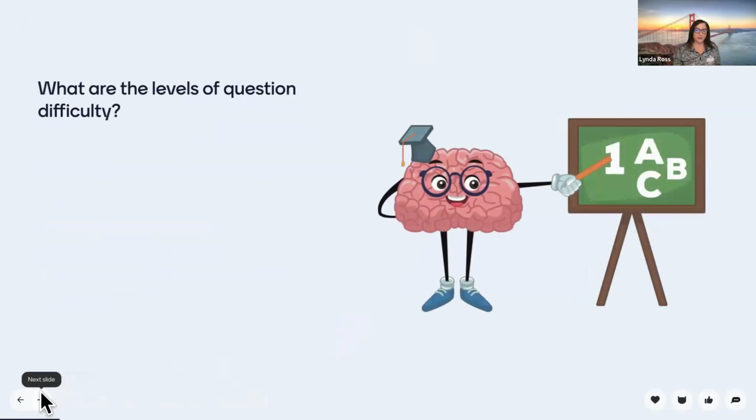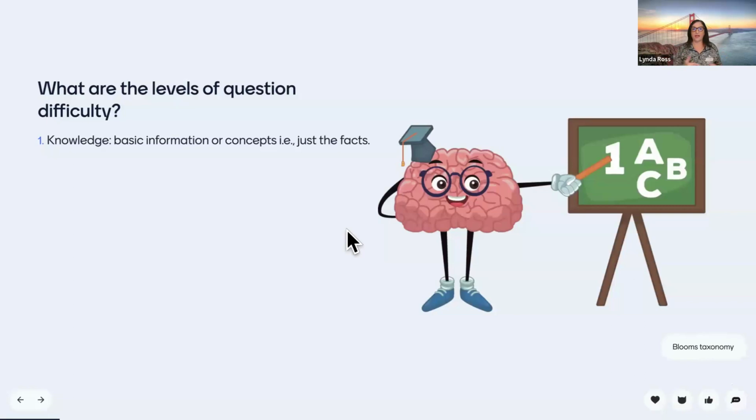So unpacking. So what are the levels of question difficulty? And I've mentioned this before, it's been in my announcements. And also those of you who completed the remediation assignment, I asked you to try to write some multiple choice questions based on these different levels of question difficulty. So acknowledge just the facts. That's right, Bloom's taxonomy. So knowledge, really, it's just that basic information or concepts.